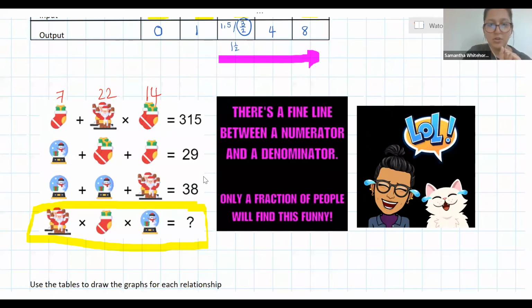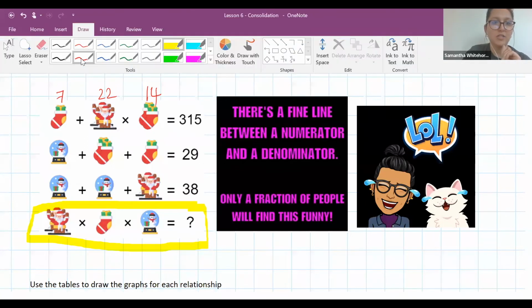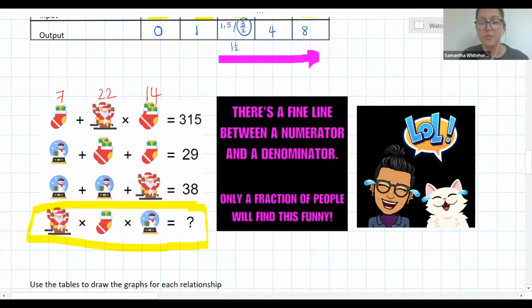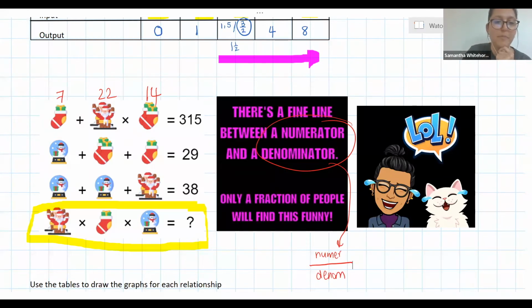Justin, the joke, it's a bit of a pun. There's a fine line between a numerator and a denominator. Only a fraction of people will find this funny. This is because a numerator and a denominator form a fraction. We've got the numerator at the top. Okay, I'm not writing it out. We've got the denominator at the bottom. And there's a fine line separating them, or fine line between them. And so that is the maths joke, maths pun of the day.